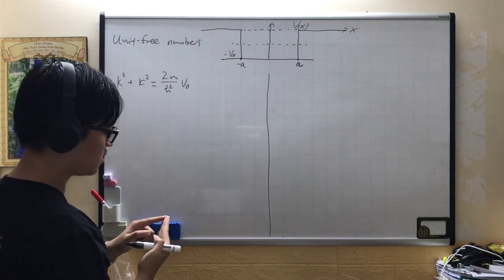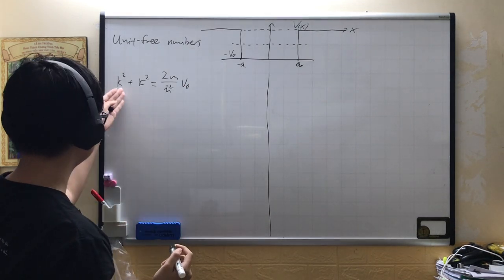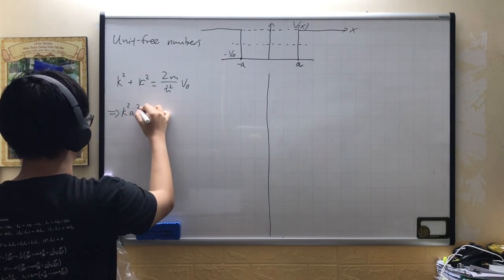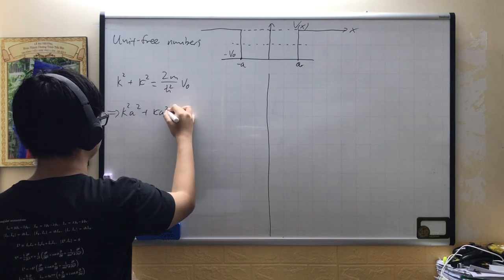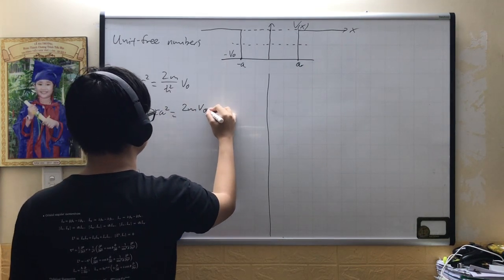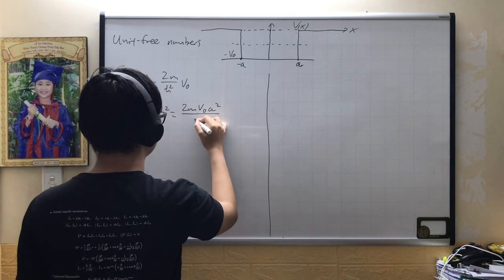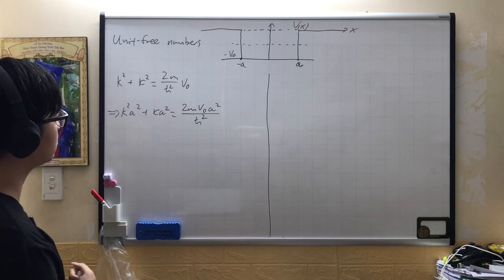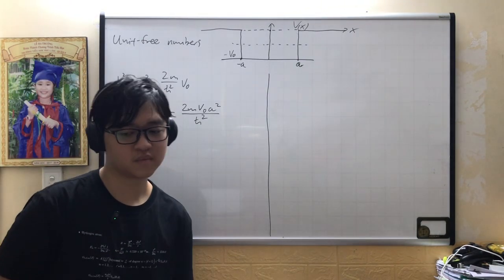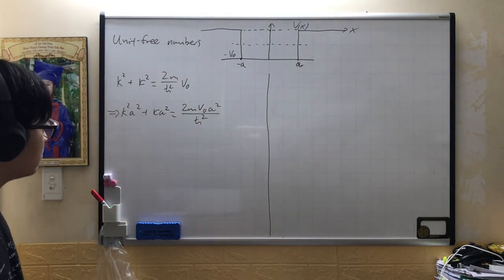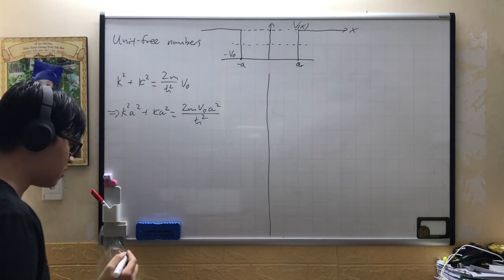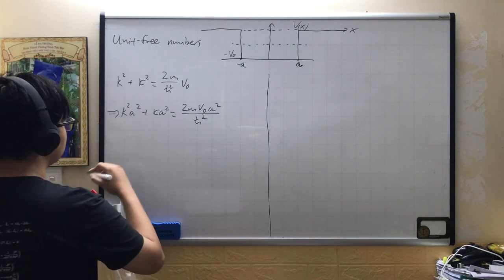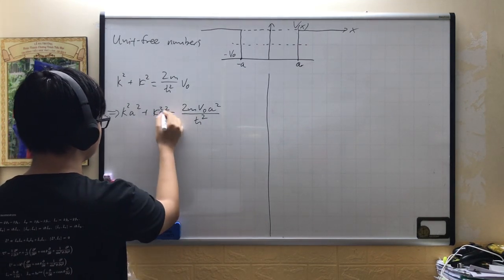Alright. Next, we would like to put in a squared. So here it would become 2m V naught a squared over h bar squared. We put in the a squared to eliminate that unit. So there we go, you got something that is unit free. And for this to be more condensed and easier to use, let's get notation for these.